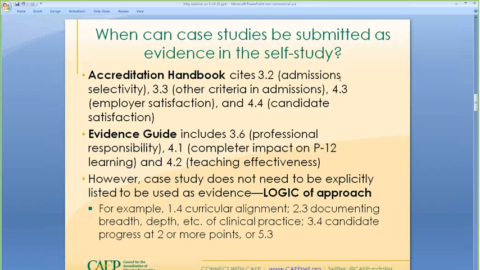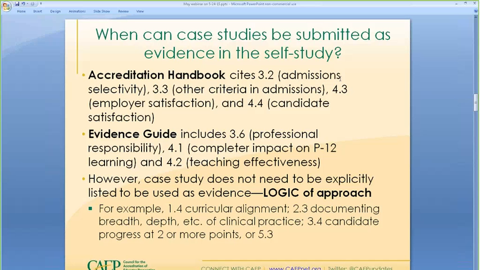Case study can also be used in 4.3 and 4.4, which have to do with satisfaction of candidates and employers. For example, they do say employer satisfaction or candidate satisfaction can be determined through surveys, but they can also use a case study approach to investigate further how the candidates and employees are feeling about your program. So when you look at the accreditation handbook, you see these four components in which case studies are called out specifically. However, if you look at the evidence guide, there are some additional components that are called out.